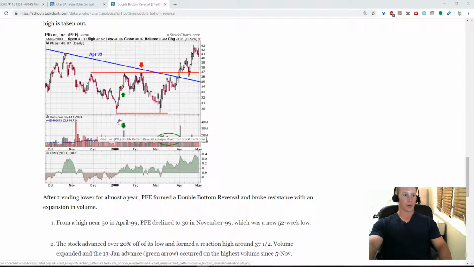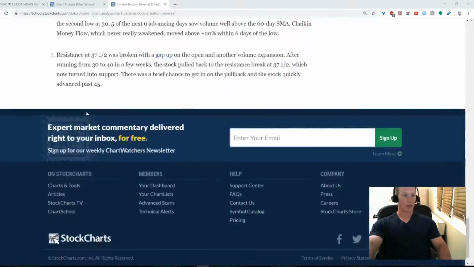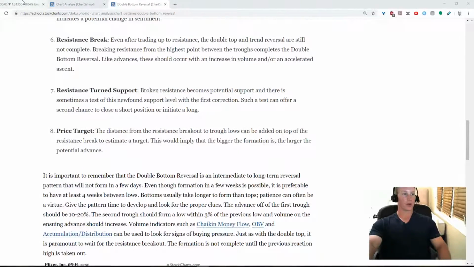So here you go. Here's the bottom. Here's the second touch of the bottom. Here's the resistance. And it's not officially a double bottom until this resistance is broken. You see the breakout, and then you see a pullback. This is your entry, and you can go long. This just explains it. I'll find another example for you.